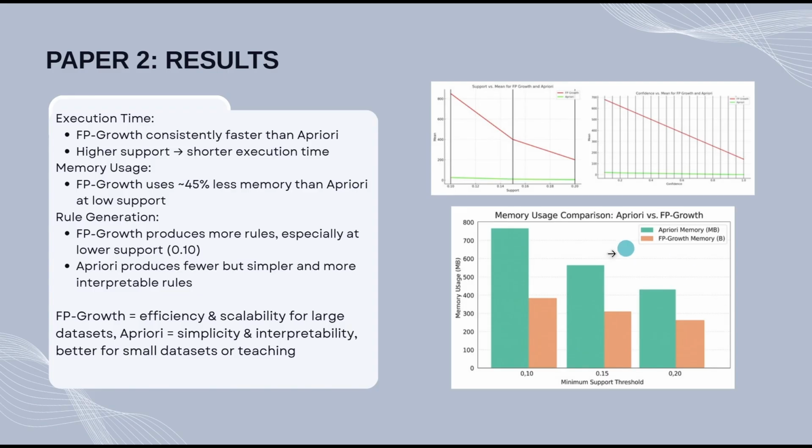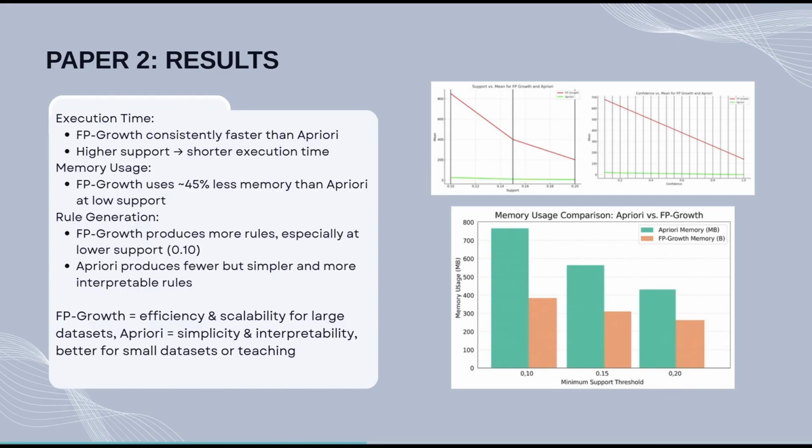So the top graph here shows the support versus mean of association rules generated by both algorithms. As we can see, FP growth generates many more rules than a priori, even at the lowest support. The bottom graph shows the memory usage at different support thresholds. So the main pattern here is that FP growth consistently uses less memory than a priori across all support levels.